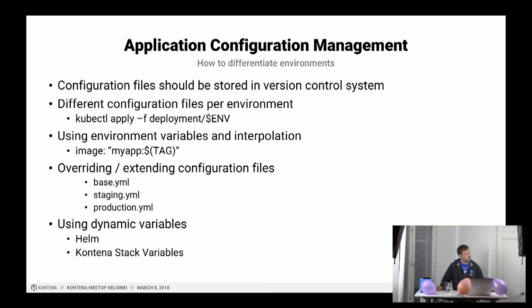At first, the configuration files should be stored in a version control system, so you can track the changes and verify those installations. You can use different configuration files per environment, like staging and production, and when executing commands, you define via an environment variable which environment to use. Or you can use environment variables combined with interpolation. With Docker Compose YAML files, you can, for example, specify which Docker image stack we are using in a staging environment or production environment.